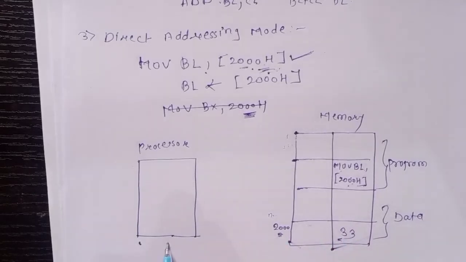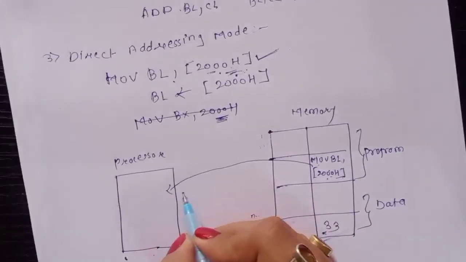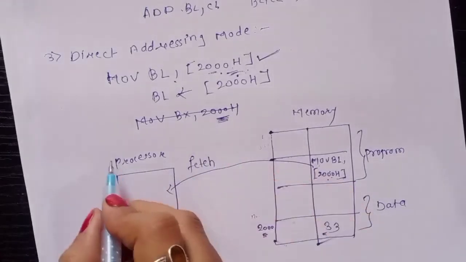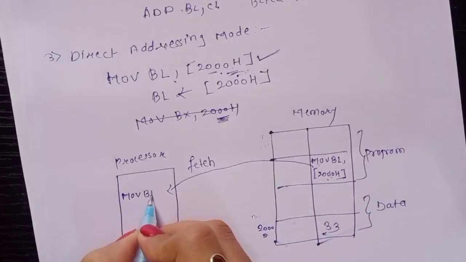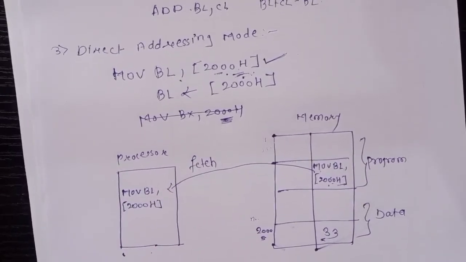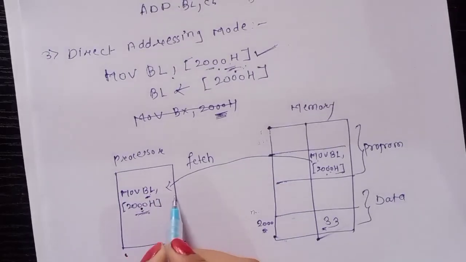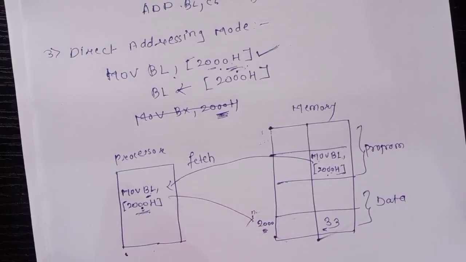Now this is your processor. What will your processor do? It will fetch the instruction. What is the instruction? MOV BL, [2000H]. When it gets the instruction, it says BL should get the contents of location 2000. BL should get the contents from memory location 2000. So your processor will go to the memory location 2000.